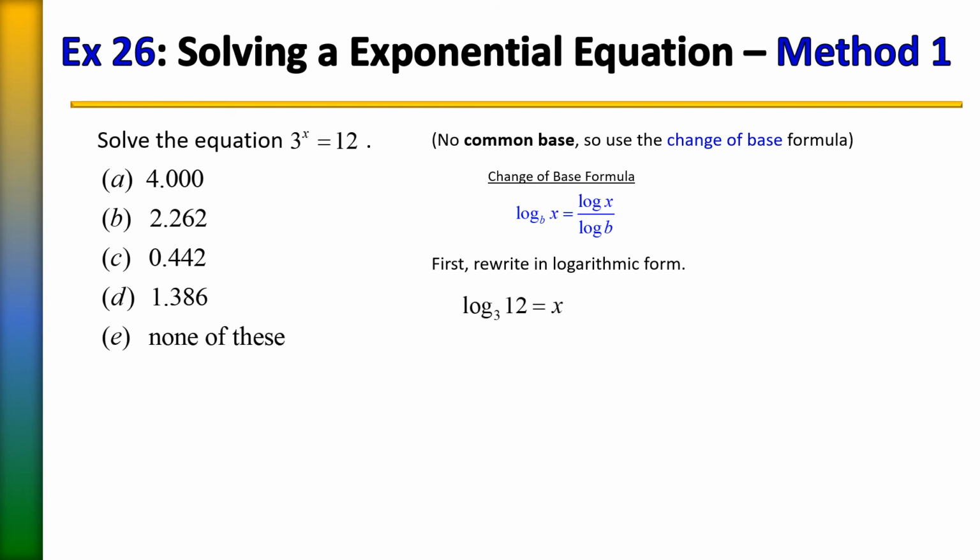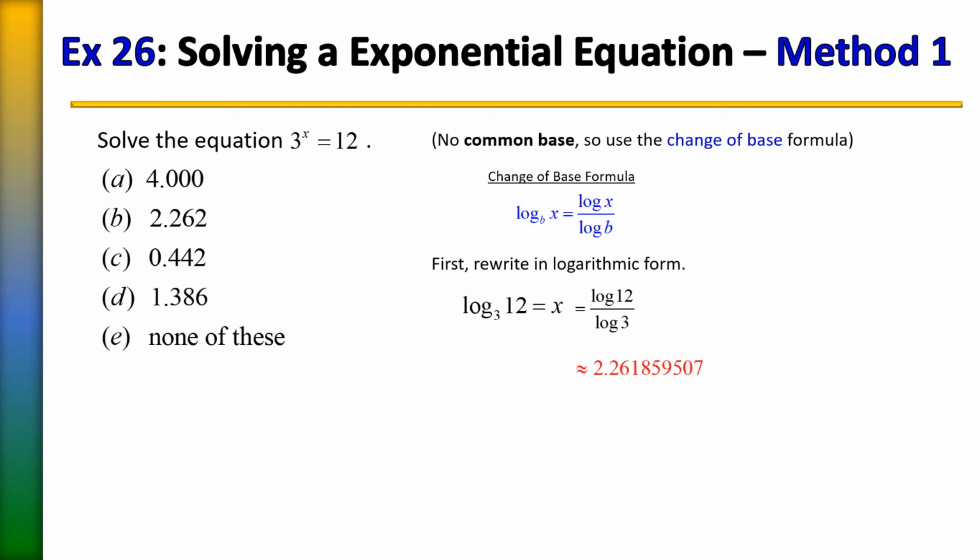So there you have it. Now let's use the change of base formula. Remember, with the change of base formula, it's going to be log 12 on top and then log 3 on bottom when you rewrite it. Get your calculators out. Go ahead and key that into your scientific or graphing calculator. Log 12 divided by log 3. You should get an approximate answer.